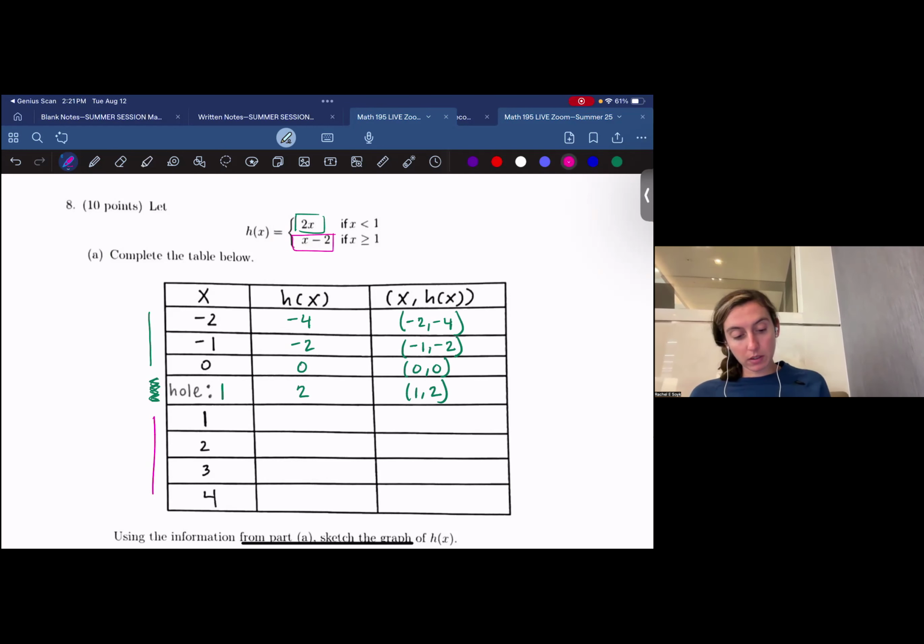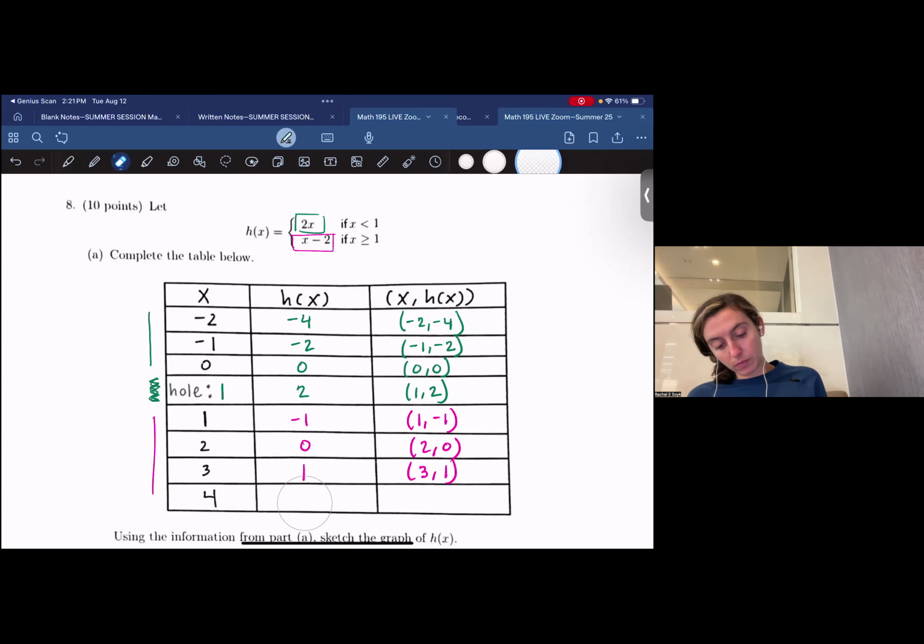Now let's look at our pink. 1 minus 2 is negative 1. 1, negative 1. 2 minus 2 is 0. 2, 0. 3 minus 2 is 1. 3 comma positive 1. And 4 minus 2 is 2. 4 comma positive 2.